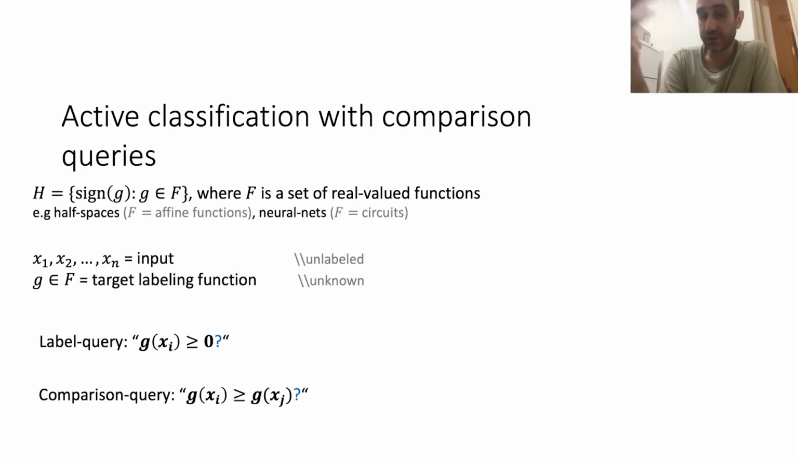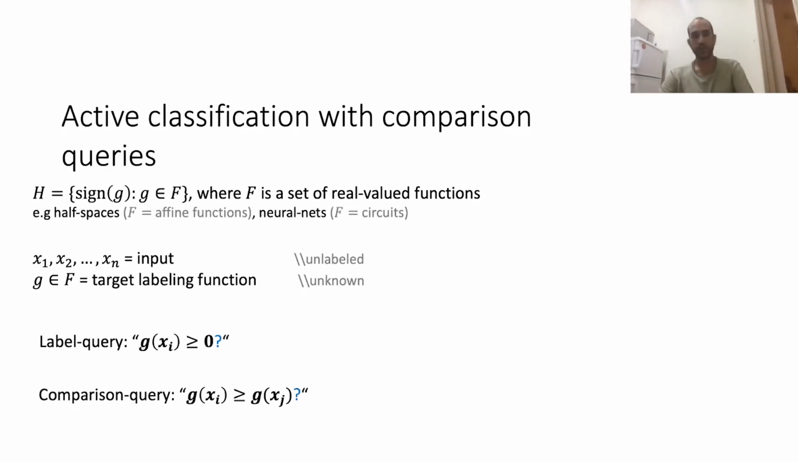So, for example, if G is an affine function, notice, and let's say xi and xj are two positive points, so they are on the positive side of the half space considered of the hyperplane defined by G. Then G of xi is greater than or equal to G of xj if and only if xi is further away from the hyperplane than xj.